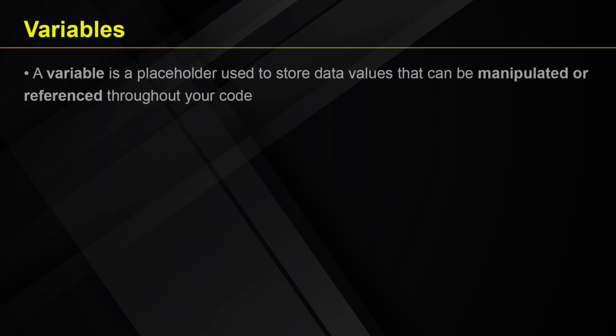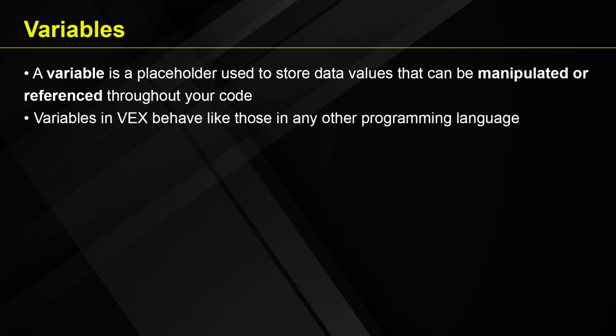Now that we've explored data types, let's move on to variables, another essential concept in VEX coding. A variable is a placeholder used to store data values temporarily. These values can then be manipulated or referenced throughout your code. Variables in VEX behave much like they do in any other programming language, making them familiar and easy to use for storing and working with data.